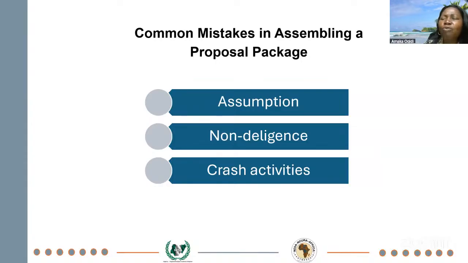Don't make the mistake of waiting till the last minute. Please don't. Take your time. Take time to put these things together so that you don't miss important documents that are required.